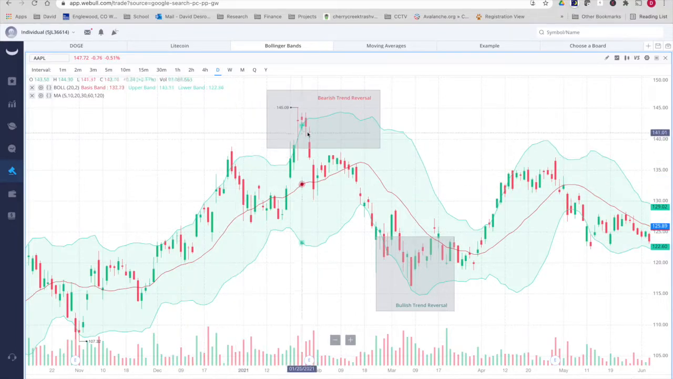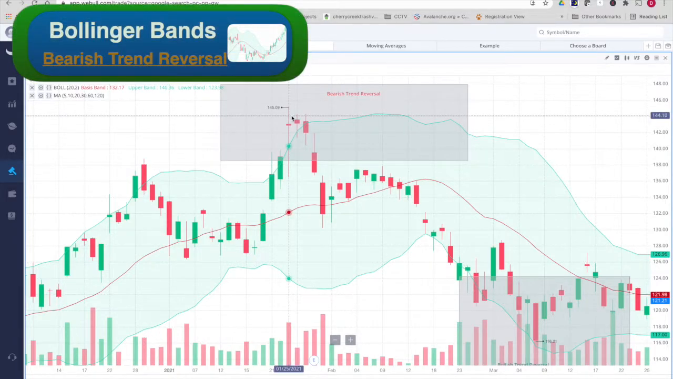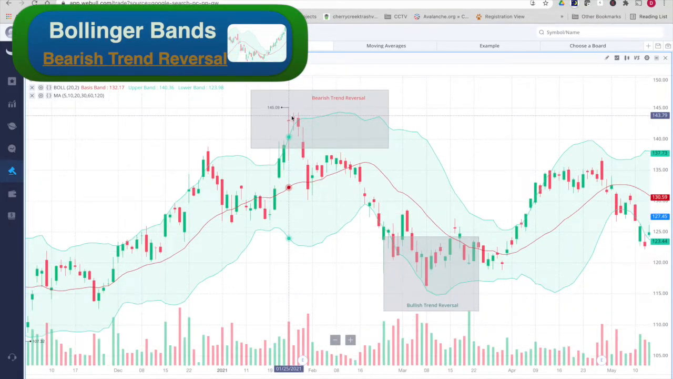Looking at this bearish trend reversal right here, we can see that when the stock price exceeds the upper Bollinger Band, that often means that you are in an overbought condition. And so we see right here that we hit a peak of $145.09. As a result, we start to fall towards our moving average basis band. And in fact, we continue to fall all the way to the bottom of the Bollinger Band.